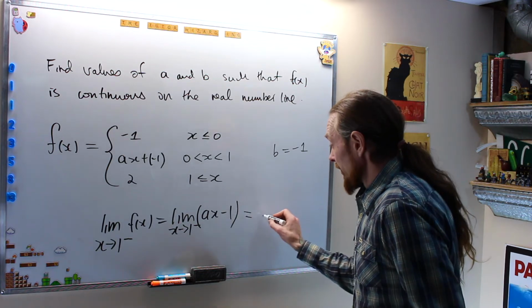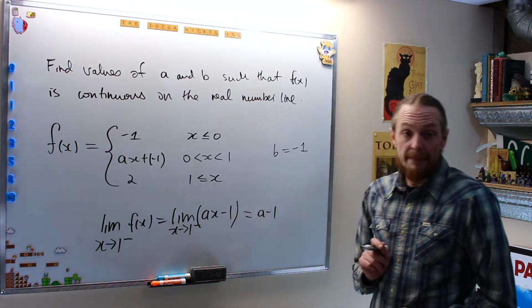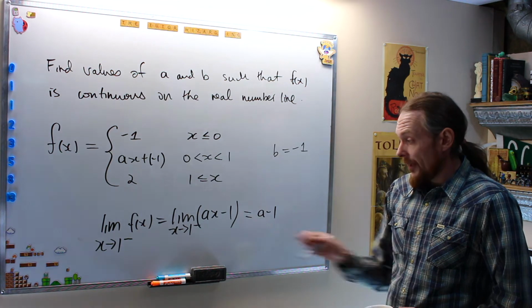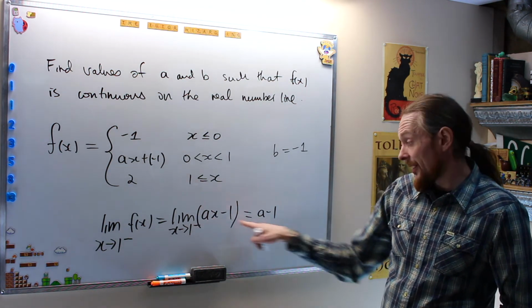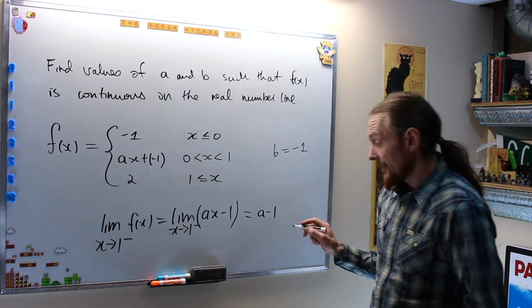And that equals a minus 1. Again, I evaluate where am I going, 1 from below. Can I put that in there? Yes, I put it in there and it doesn't cause a problem, and I get this. So that's the left-hand limit.